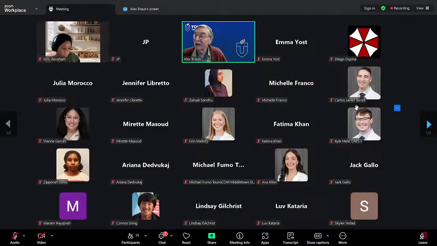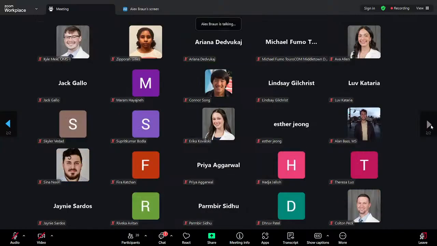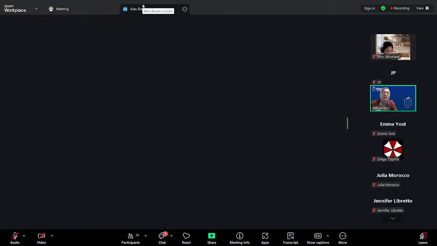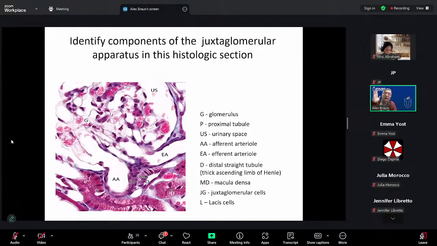This is the macula densa. So I see two arterioles, and I see the macula densa. I presume this tubule came from this glomerulus. This is the mother glomerulus, and it's coming back to the juxtaglomerular apparatus located at the vascular pole of the glomerulus.